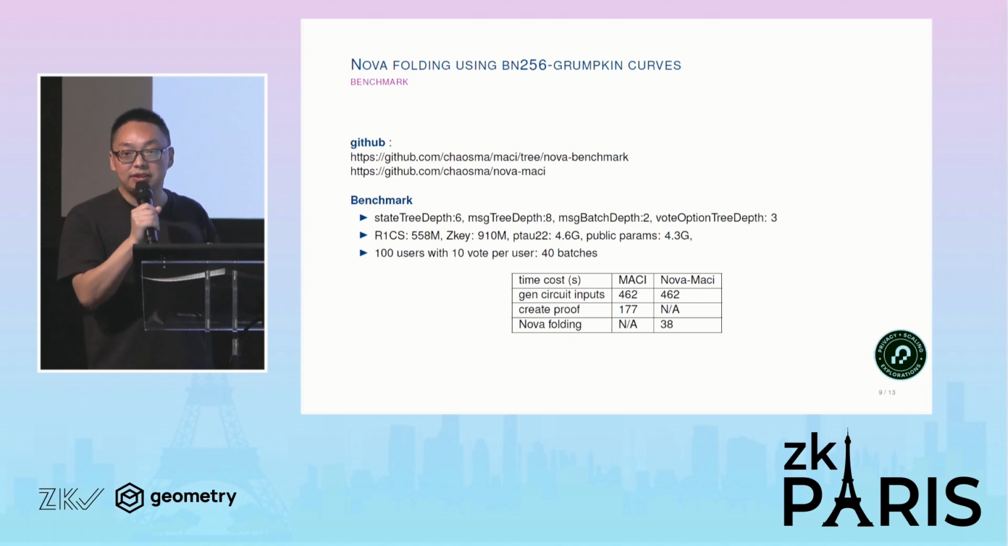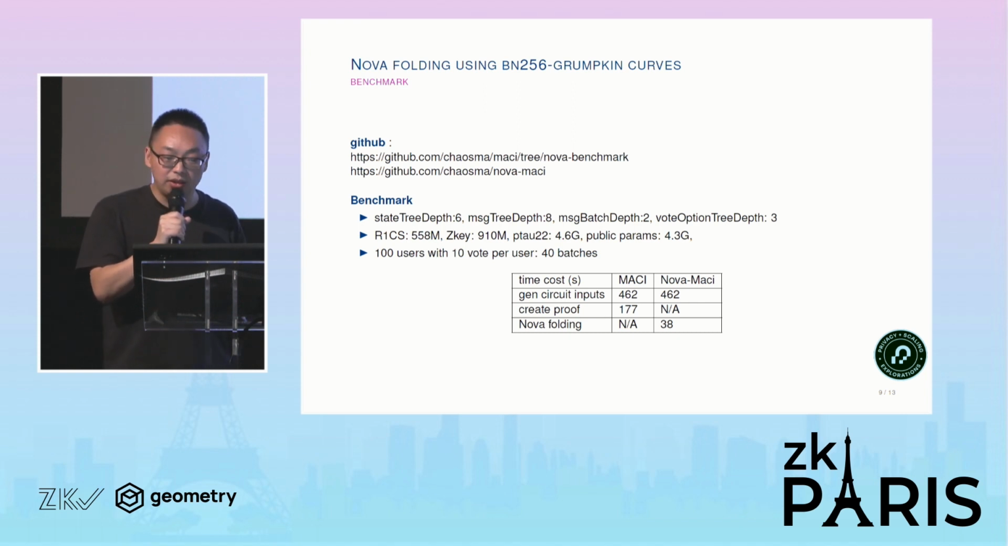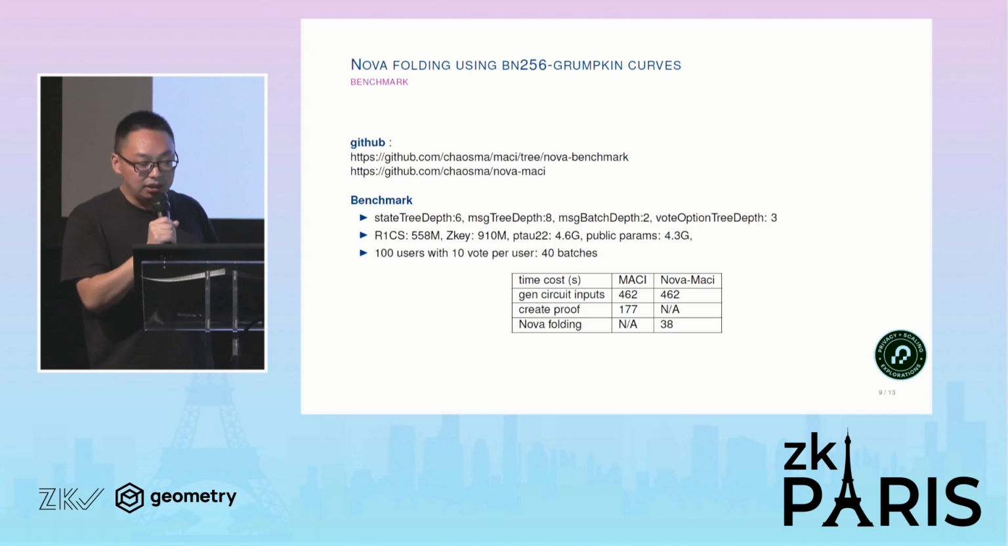And as we just mentioned, when we do the Nova folding, we don't need to create proofs at each step, so there is no such step to create a proof. We only need to do the folding. For Nova MACI, the folding part's total time is about 38 seconds. It's using Rust, so as you can see, for this part it's faster than MACI. However, the current dominating time is still in generate circuit inputs. So I would say the total time is slightly better from the prover side.